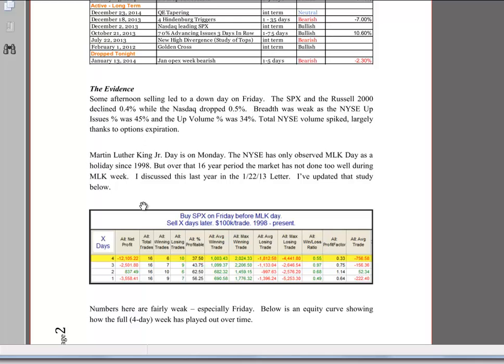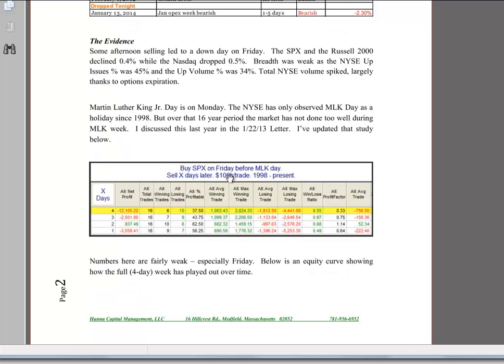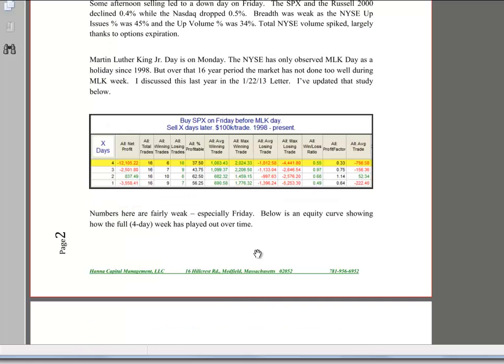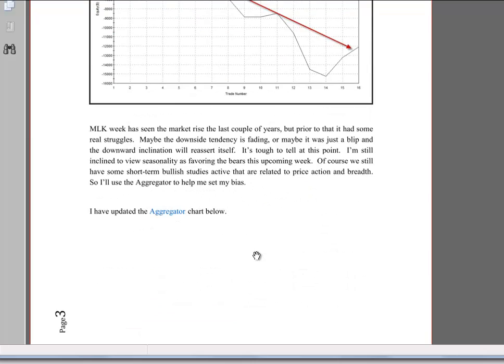From there I go in and examine different aspects of market action, and I typically do this with studies. Many of them can be found in the Quantifinder, and some of them get made up as we go along, and then added to the Quantifinder if I find value in them. So this particular study just looked at performance during Martin Luther King week and found that it was a bit bearish.